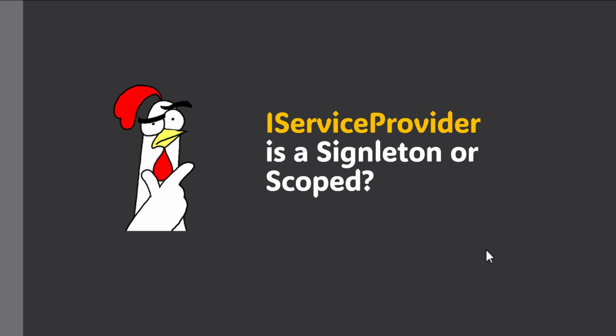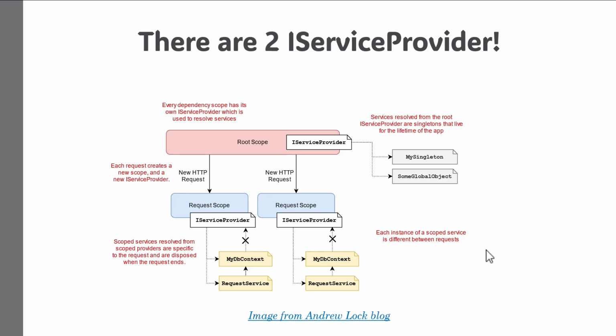Another question is, does IServiceProvider have a lifetime as a singleton or scope? Because as we said, service provider is responsible for resolving all the types, all the instances for us. So it makes sense that it should be a singleton. It should always be there in our application, right? But it is not correct. Actually, in .NET, we have two different IServiceProviders. One is with the singleton lifetime and another one is with scope.